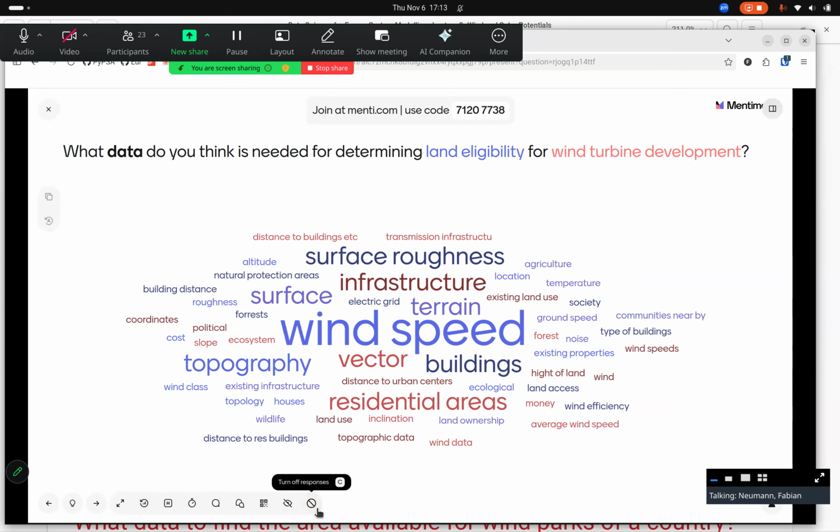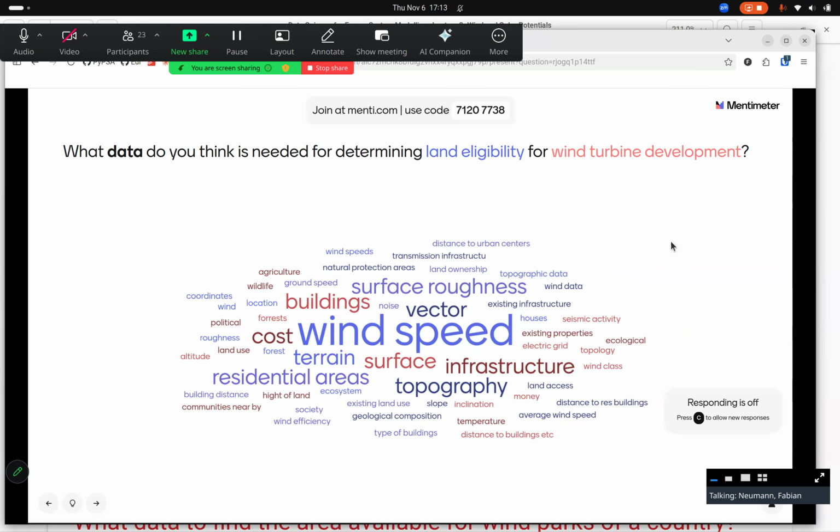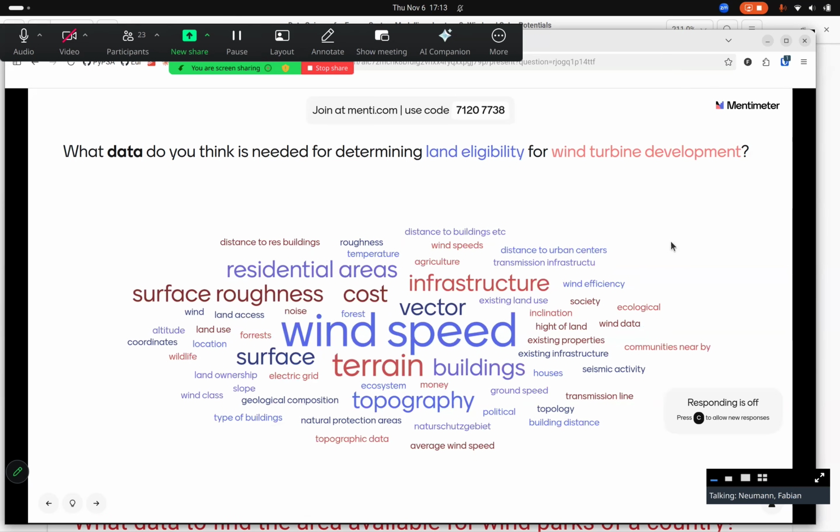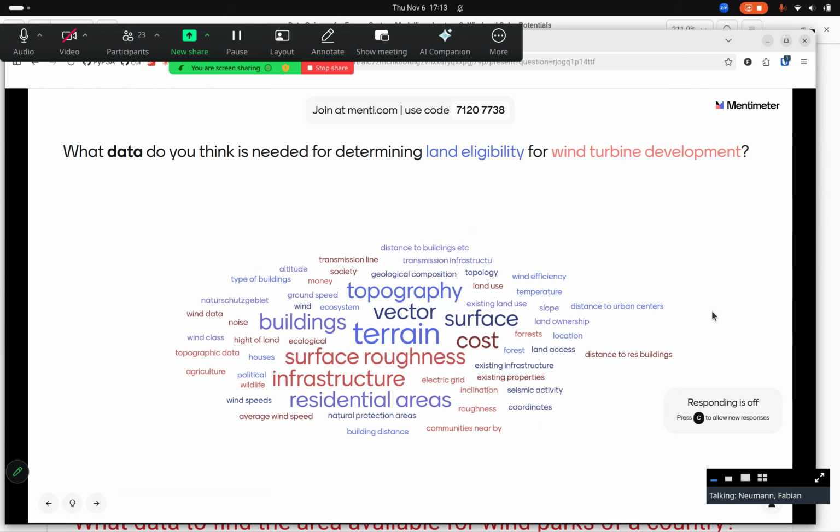Okay, great. I'll stop the responses so that I can cross out things. So the one in the middle, I would actually say no. The wind speeds is not really required to calculate the general eligibility of the area. It's of course a super important factor to calculate whether it would be economical to build a wind turbine there, but just to figure out whether the area would be suitable for development, no.